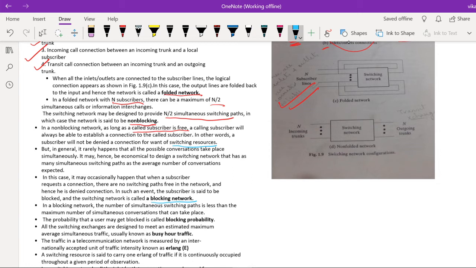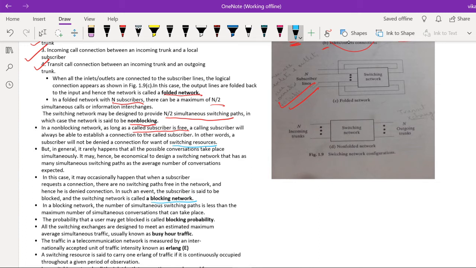Here there are instances when the subscriber would be blocked. There would be instances when the calling subscriber wants to make a call and the called subscriber is free, but still the calling subscriber is not able to make a call because the path is not available. You must have made calls many times and been told in the call that "all the lines of this route are busy." What does that mean? All the lines to the route are busy, the lines are not available, and hence you are not able to make a call. Such type of a network is called a blocking network.